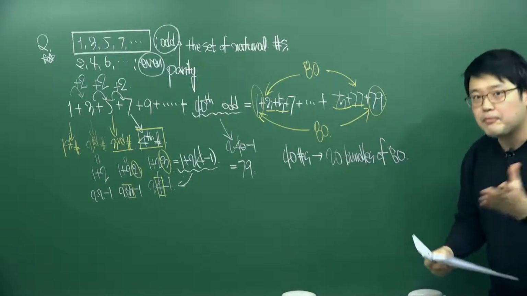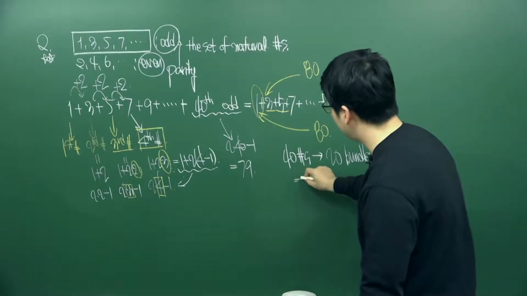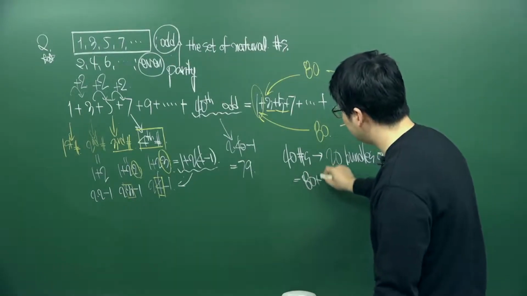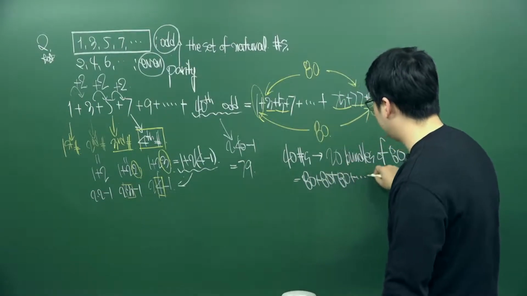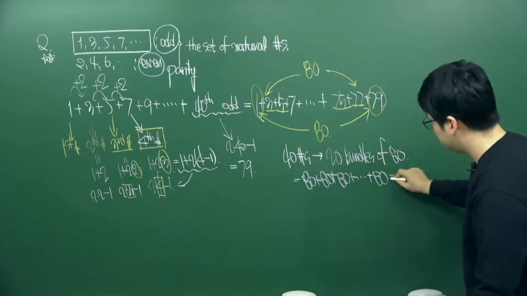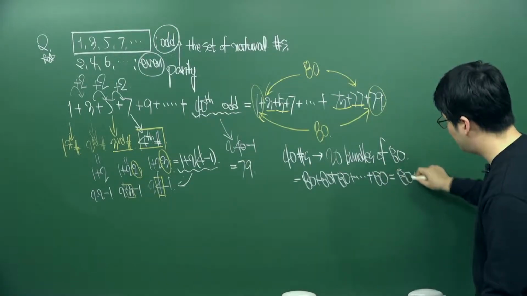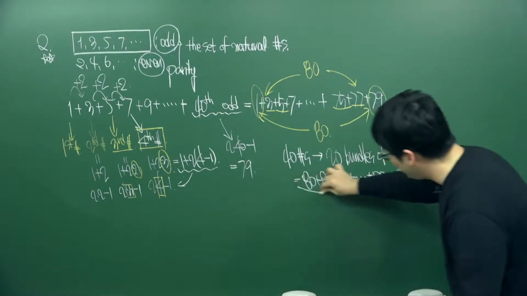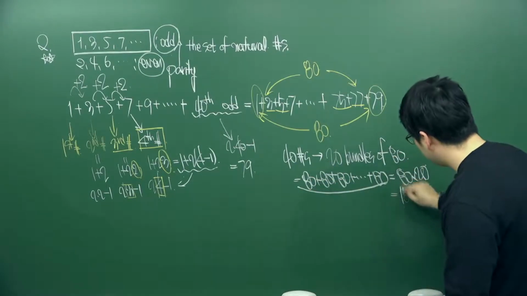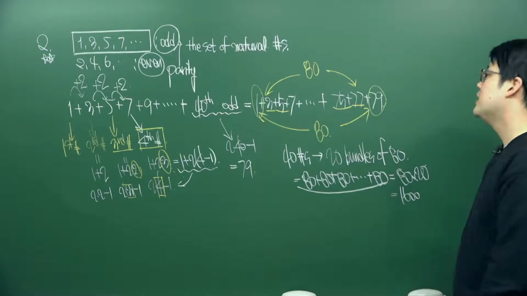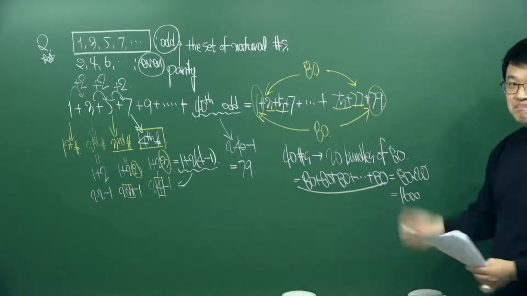And I'm adding them up, which is going to be 80 plus 80 plus 80 plus ... plus 80. This is going to be 80 times 20. How many 80s do you see? 20 of them. So that must be 1600. So the answer is 1600.